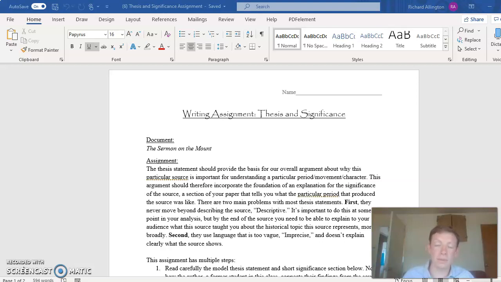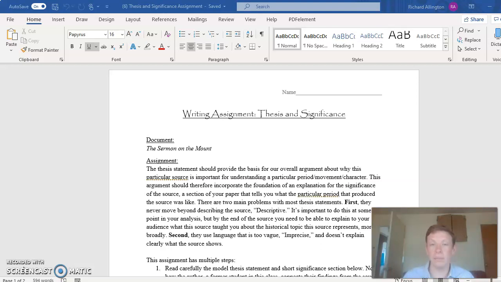If it's too descriptive, that means that it's not extrapolating from the source. It's only describing what's going on in the source. That's good, that's important, but for the thesis statement, we want to be able to broaden that a little more. We want to be able to say, given that this is going on in the source, I can make an argument about something broader about what we can know about the society or the time period that produced the source.